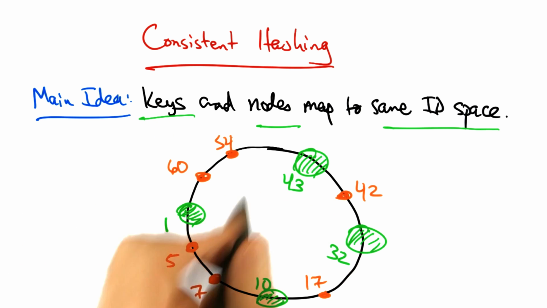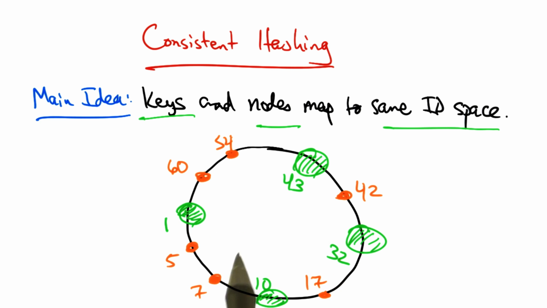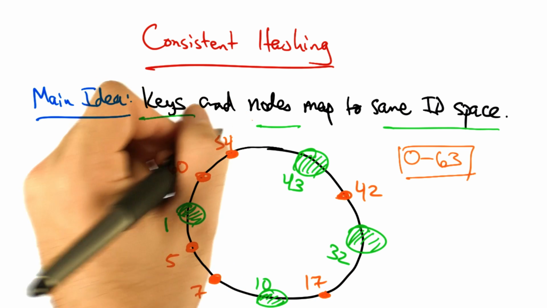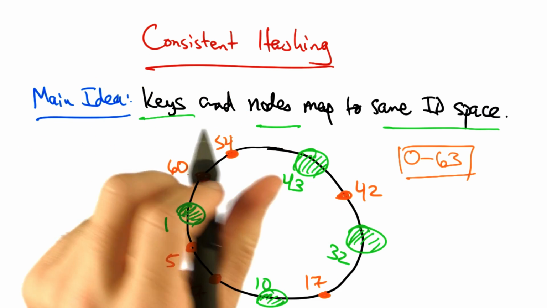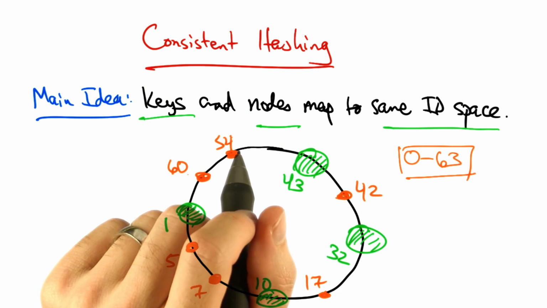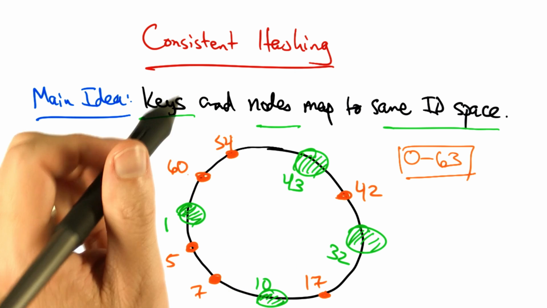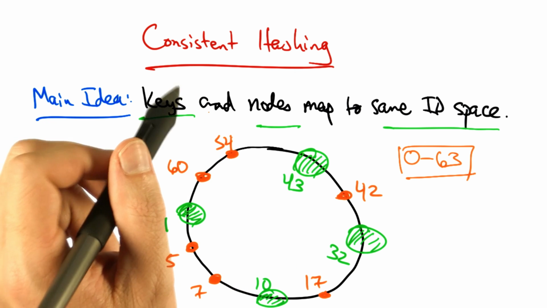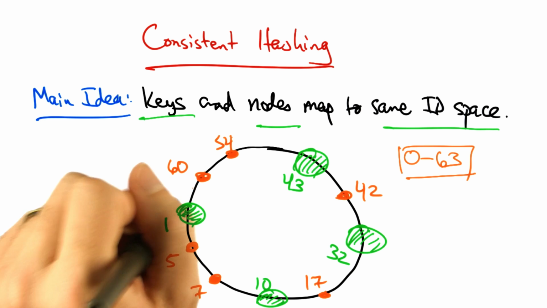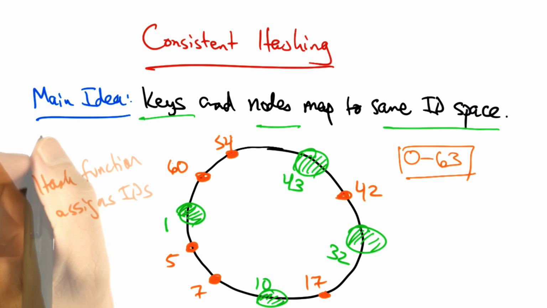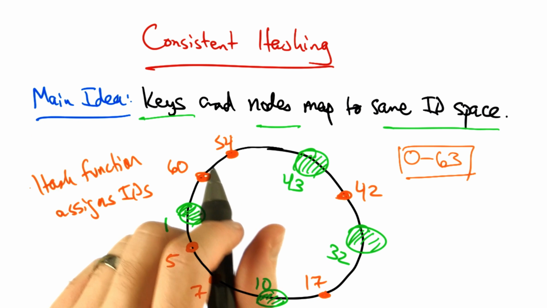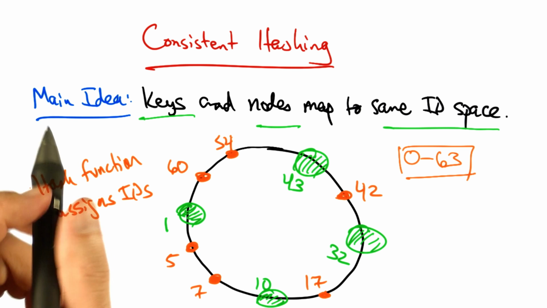So in this case, just for the sake of example, let's suppose that we have a 6-bit ID space. So IDs might range from 0 to 63. Now you can see that the nodes have IDs, and the keys also have IDs in the same space. A consistent hash function will assign the nodes and the keys an identifier in this space. A hash function, such as SHA-1, might be used to assign these identifiers.